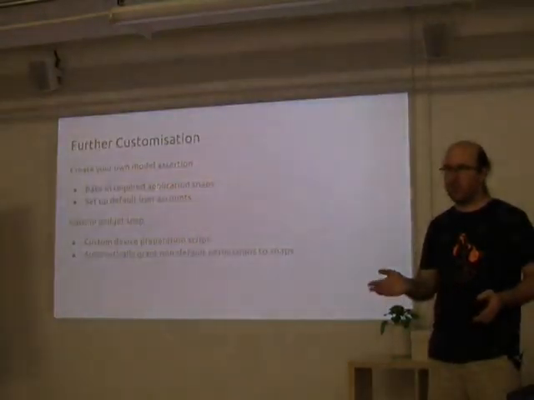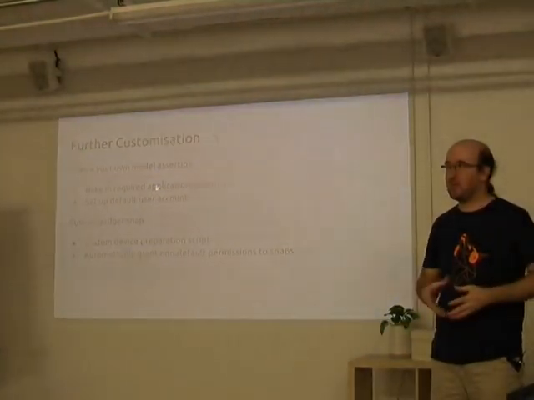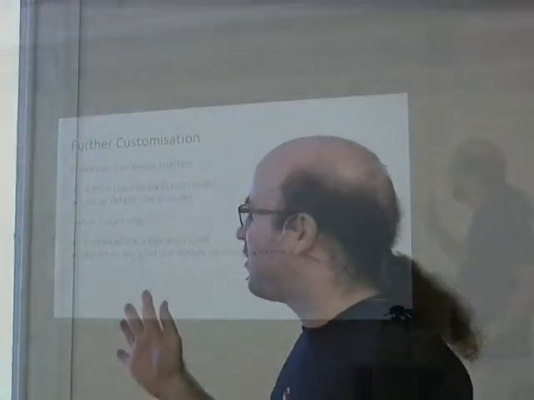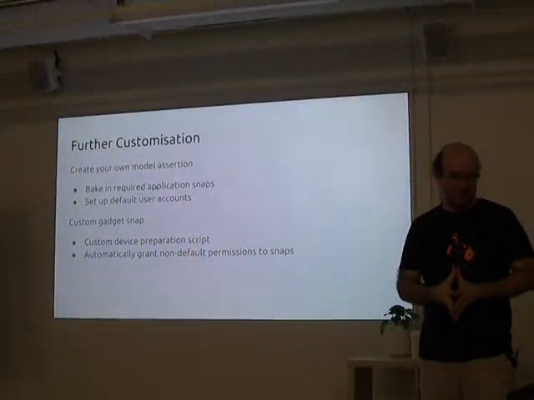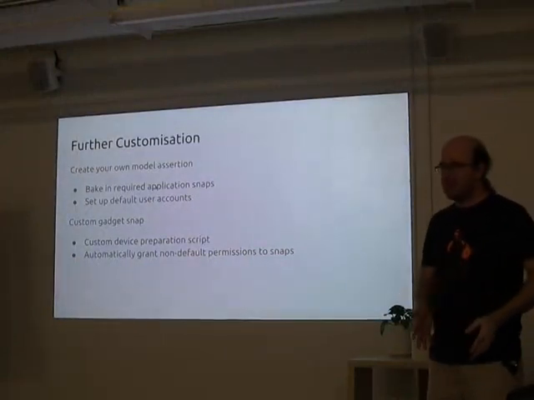So again, all of the gadget snaps from Canonical, they're available on GitHub, so it's quite easy to, I don't know, what's going on with that display. It's getting some weird artifacts.